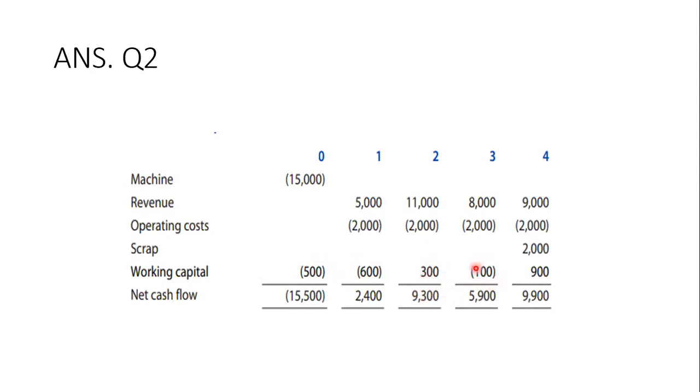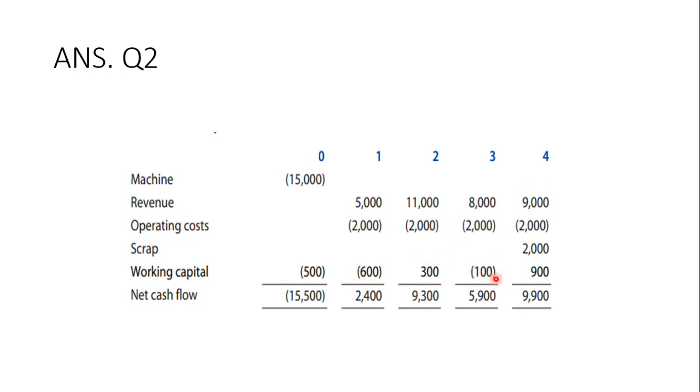When we go to year three, the requirement is 10% of the revenue in year four of 9,000. So 10% of 9,000 is 900. And remember, we had 800 as at year two. Now we are going to year three, which would require us to have working capital of 900. It means we need additional what? 100. And that becomes what? Cash outflow. So that is what we have over here.